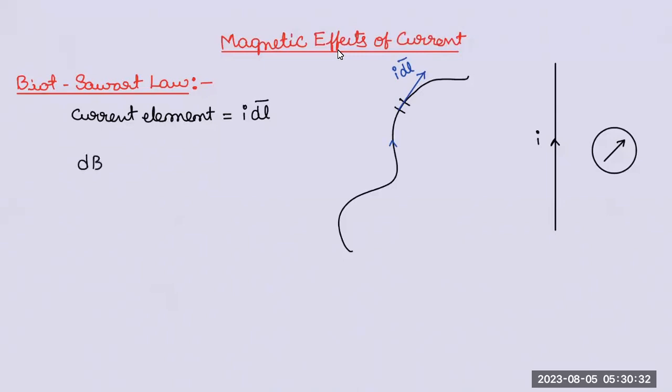The small magnetic field generated by the current element, dB, is equal to mu naught by 4 pi into I dL cross r cap by r square, or you can write r bar by r cube also. Doesn't matter, both are the same. So Biot-Savart says that this is the small magnetic field due to a small current element. If you want the entire wire, simply integrate.